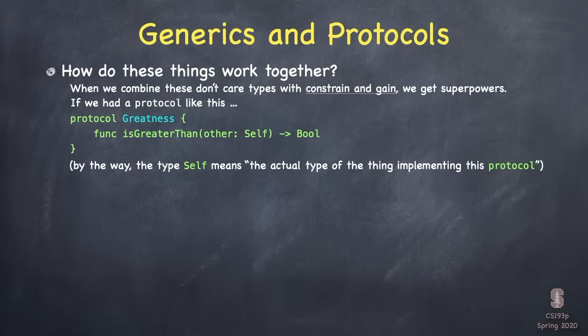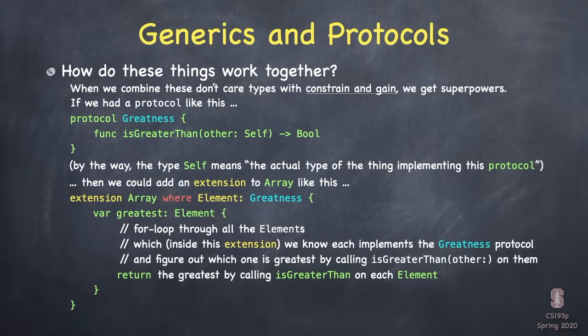Let's say I had a protocol called Greatness, and this protocol only has one function in it, which is greater than other. One argument, other, to this function, is greater than. By the way, this is kind of an interesting function because the type of other is capital S Self. That's a special kind of name of a type in a protocol, which means the actual type that's implementing this protocol. Because remember, protocols themselves have no implementation. They get implemented by structs and classes. So that Self means the actual struct or class that implements this, that is executing it at the time. So that's kind of cool.